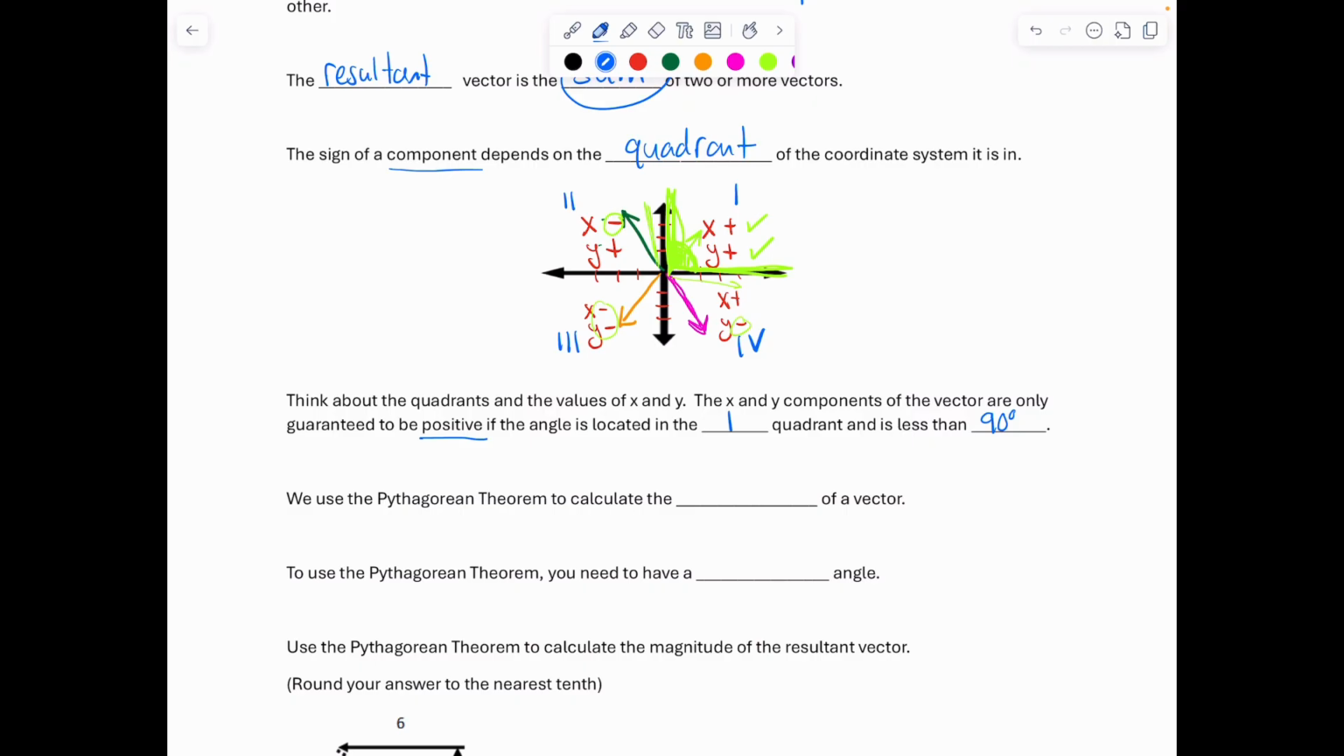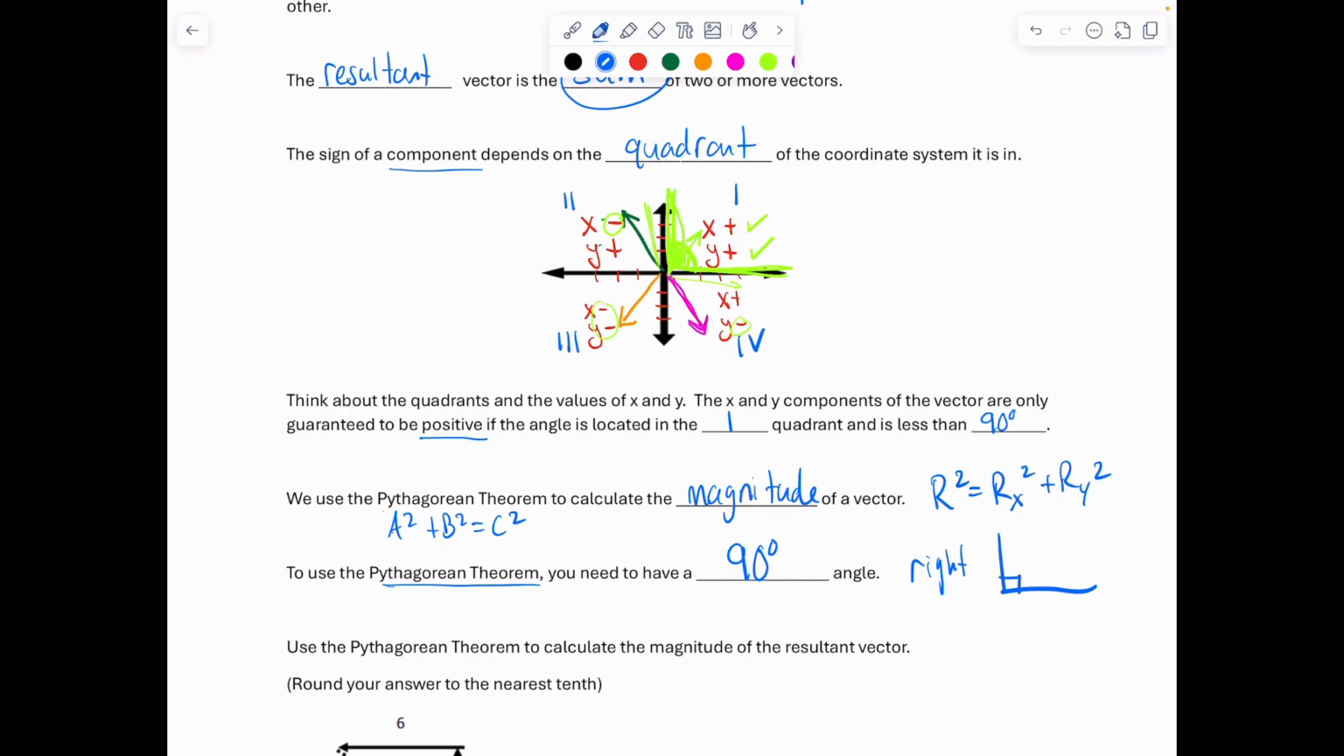We use the Pythagorean theorem, which is a squared plus b squared equals c squared, to calculate the magnitude of a vector. And we did that using something like r squared equals rx squared plus ry squared. That's how we did that oftentimes in our problems. But in order to use the Pythagorean theorem, we need to have a 90-degree angle, or we could call that a right angle. I need to make sure that one of the angles is at least going to be 90 degrees in order to use the Pythagorean theorem.